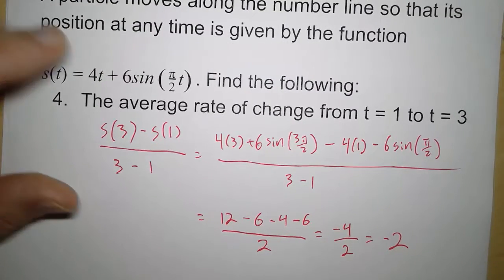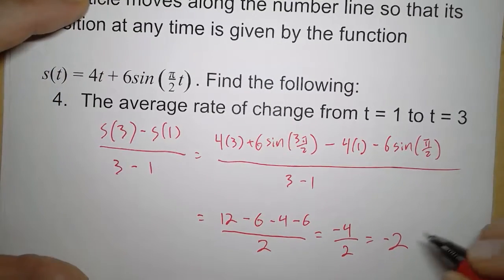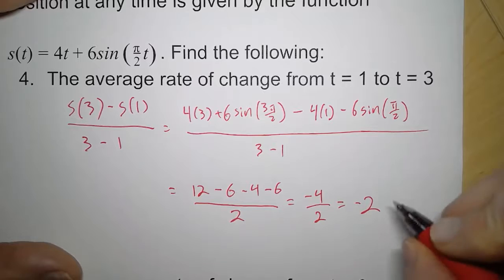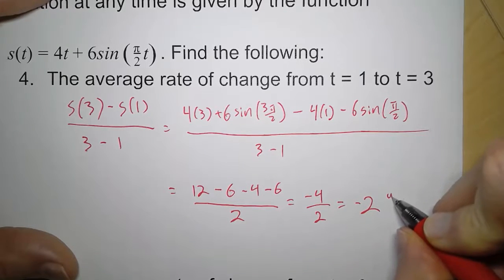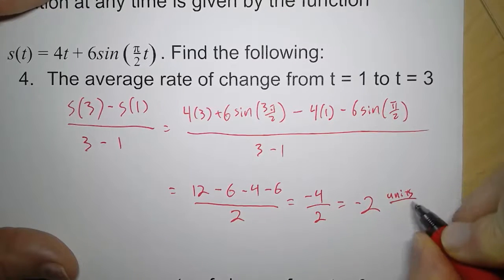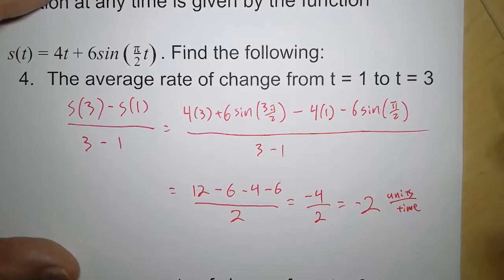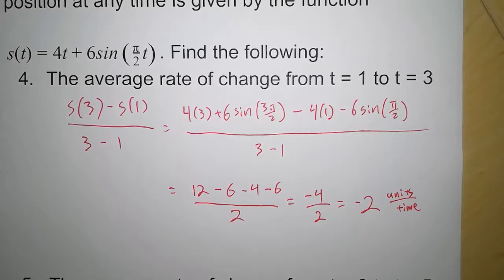Now, because this is given as a position, we have to answer it using a unit. And we don't know what the unit is measured in, so it's units per time. Again, we're not given units of distance or time.